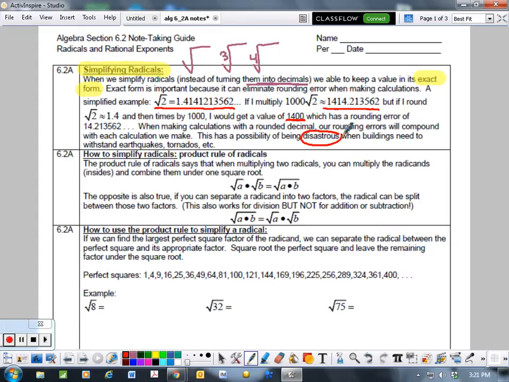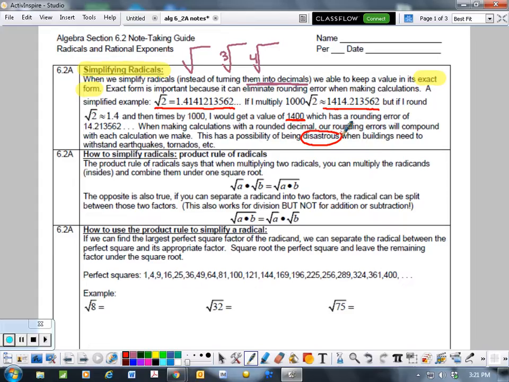And disastrous because where do we usually use math the most? We use it in engineering. We use it for buildings that need to withstand earthquakes, buildings that need to withstand tornadoes, airplanes that need to stay whole in the air when they get hit by lightning and all this sort of stuff. All this mathematical calculation that goes into engineering and developing things with safety in mind.